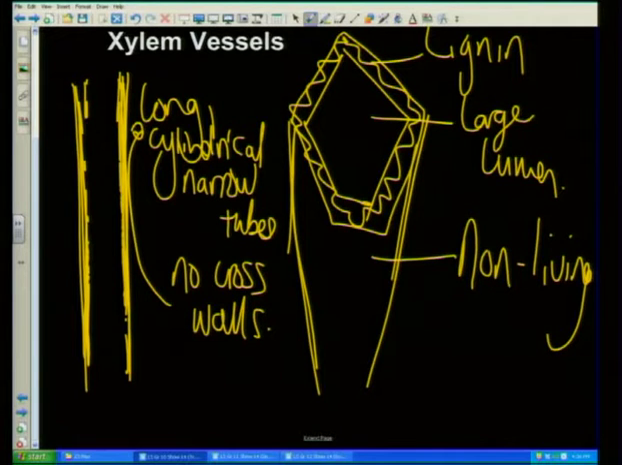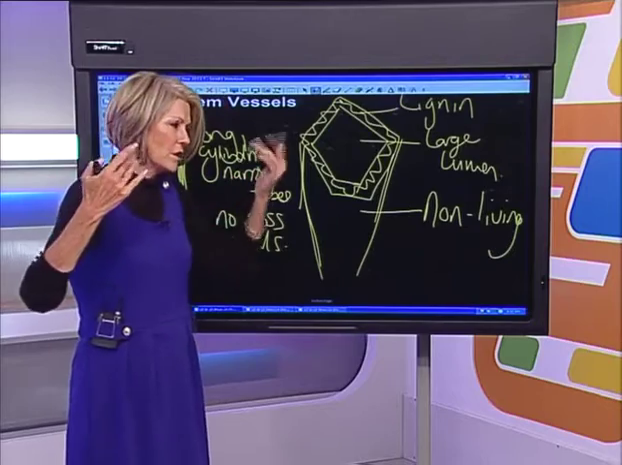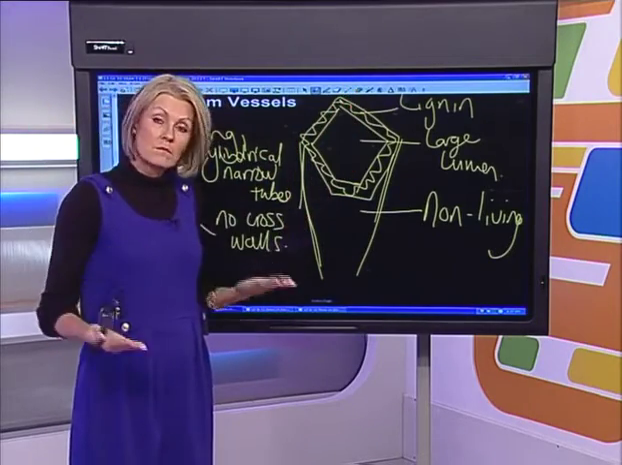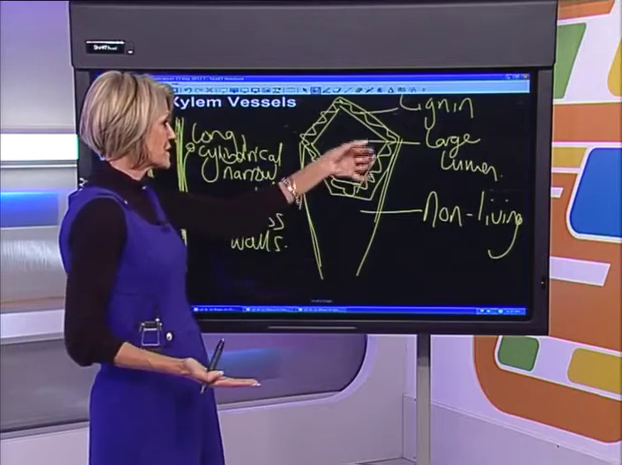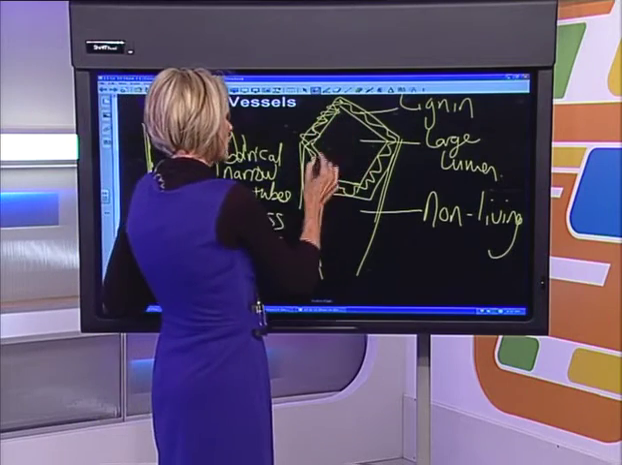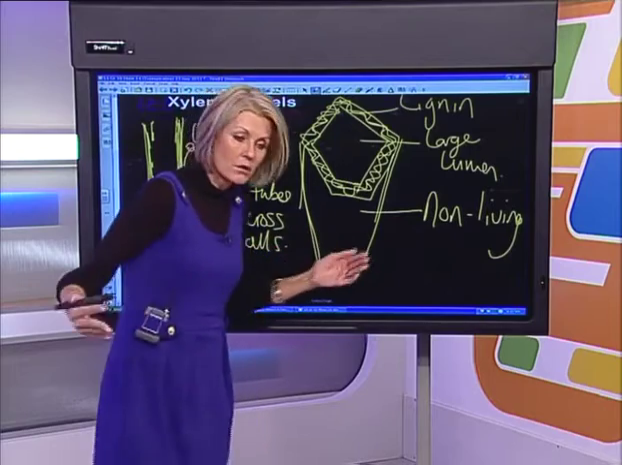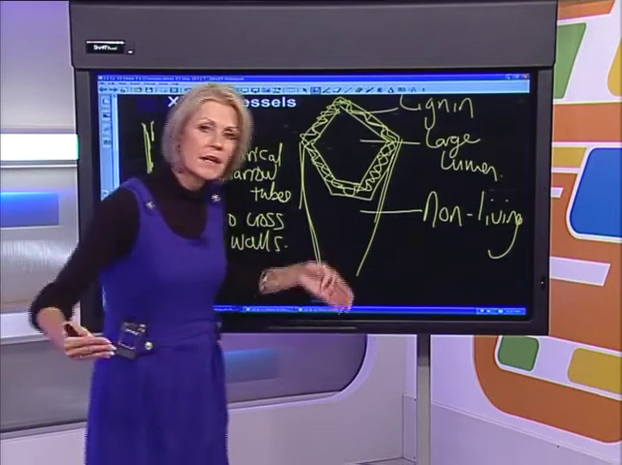Why? Because guess what? If there are no cross walls, all the cytoplasm, everything would just be washed away. Why? Because this thick lignin cell wall, okay, because it's waterproof, doesn't allow anything through.